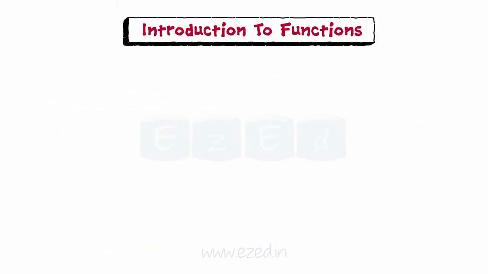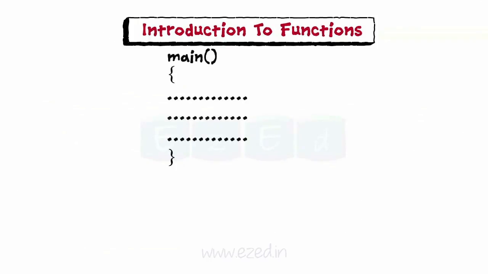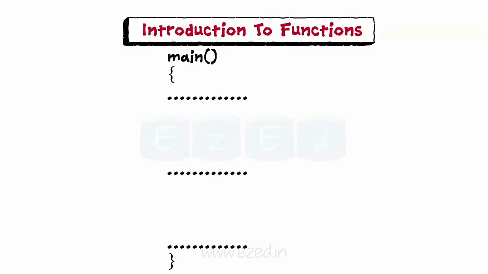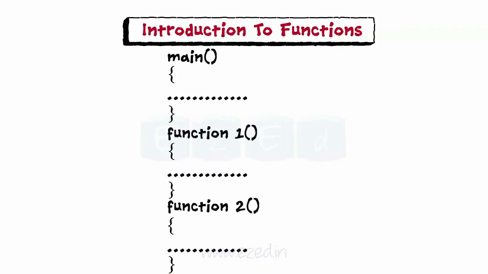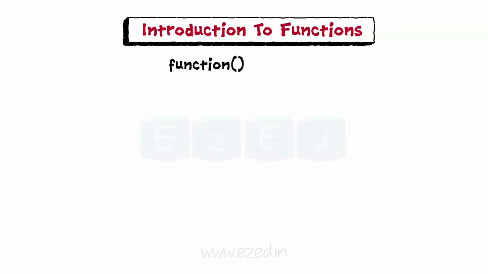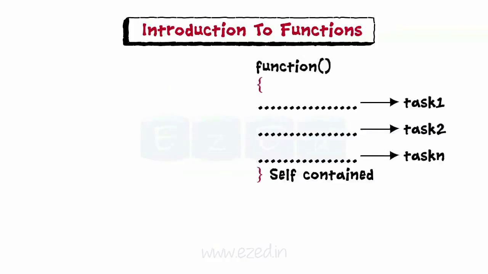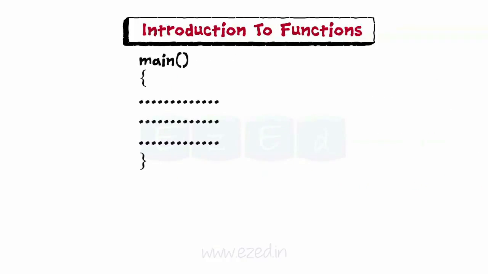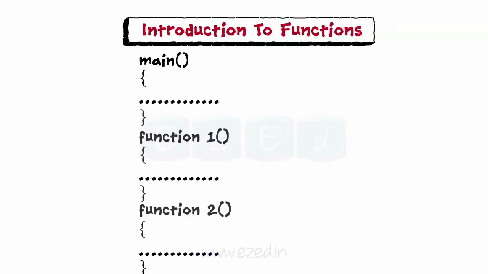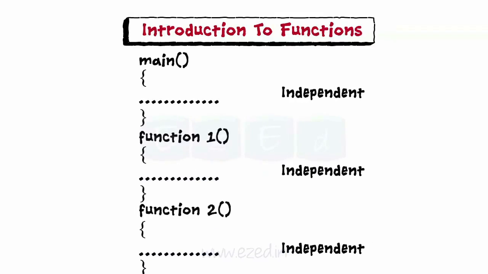Let's start with understanding what are functions first. We can divide a long C program into small blocks which can perform a certain task. Function is a module or block of program code which deals with a particular task, and each block is self-contained. Making functions is a way of isolating one block of code from other independent blocks of code.